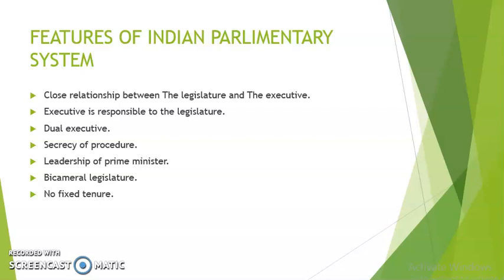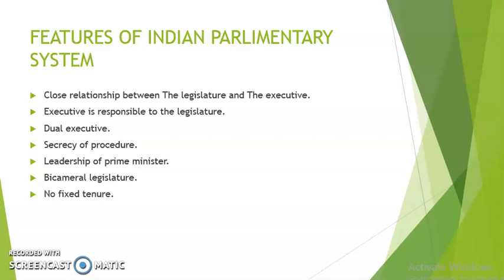Executive is responsible to the legislature. That is the second feature. That means the council of ministers is collectively responsible to the Lok Sabha. It means the responsibility of every minister is the responsibility of the entire council of ministers. Both the houses have the power to control the council of ministers. They have equal rights.